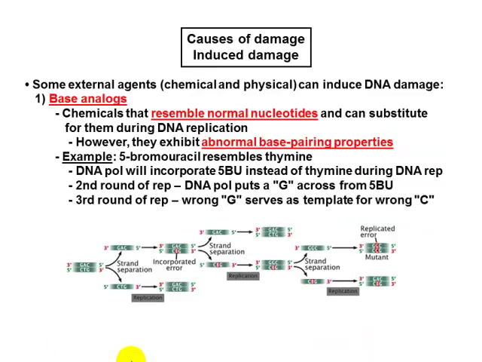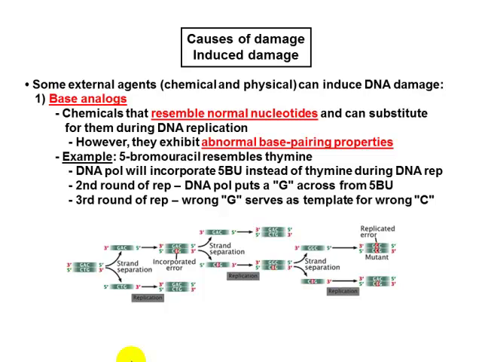Now we have external agents that can cause mutations; these are the inducible mutations. Okay, we talked about the spontaneous mutations. Now, what are they? You have deamination, depurination. What else? You have the tautomeric shifts. You have transposons, the oxidative stress. Those are all spontaneous mutations.